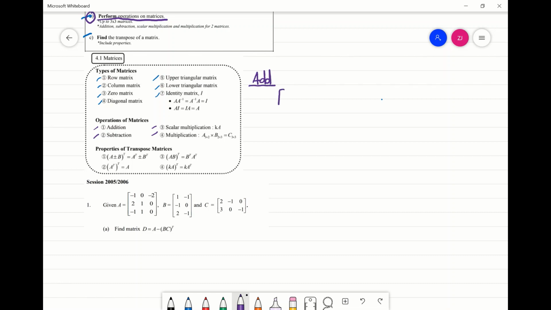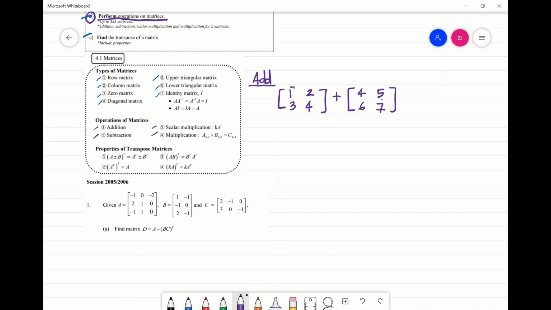So I will give you 2 by 2 matrices as the example. Let's say we have 1 2 3 4. This is a 2 by 2 matrix. Then we add it to another 2 by 2 matrix. It has to be the same order in order to perform addition and subtraction. So let's say you have 4 5 6 7. Then how do we perform addition?